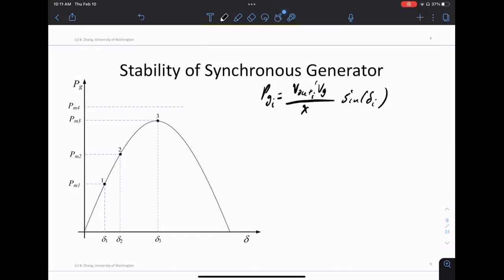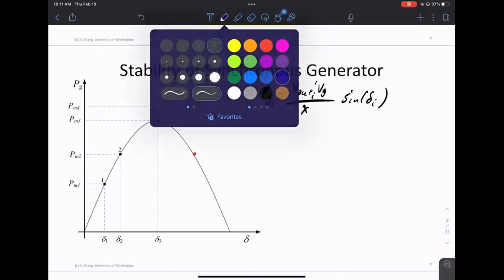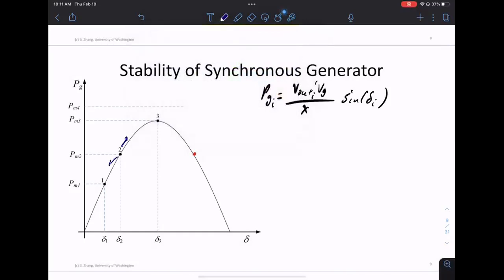Then you have the relationship going the other way. If you're stuck on this red point here, this direction is increasing power, and this one is decreasing power. On the red dot, the opposite happens. If you're asked to increase your power, you have to decrease your angle. If you're asked to decrease power, you have to increase your angle.